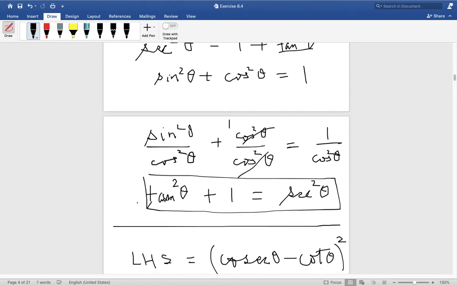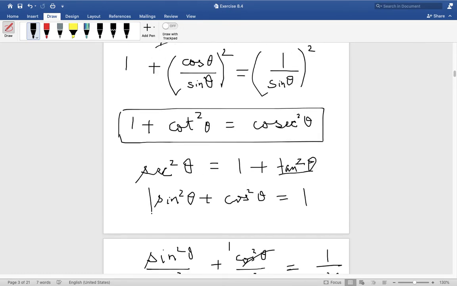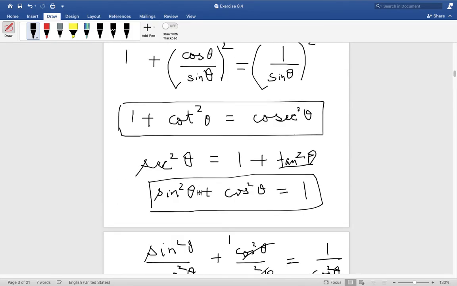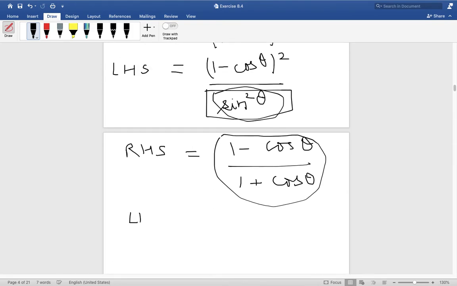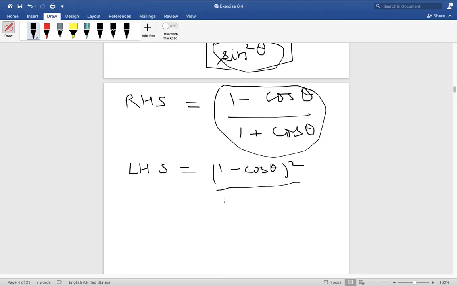Do we know a way in which we can convert sine square theta to cos square theta? Yes, we do. Sine square theta plus cos square theta is 1. We can get rid of the sine square theta and get cos square theta. Just take cos square theta from here and put it there. So I can write my left hand side, 1 minus cosine of theta whole squared divided by sine square theta, as 1 minus cos square theta. Now my left hand side and my right hand side are starting to look pretty similar.